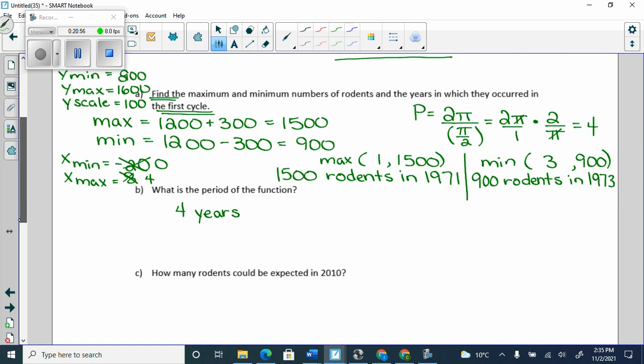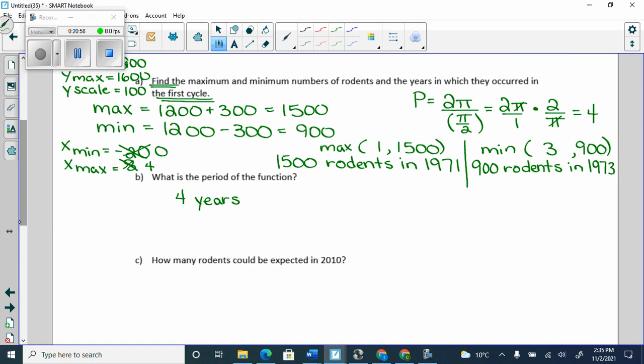Okay, how many rodents in 2010? It should be between 900 and 1600, should it not? Because I min out at 900, I max out at 1600. So if you have something else, something's wrong. So I need the year 2010. What is that? T equals 40.